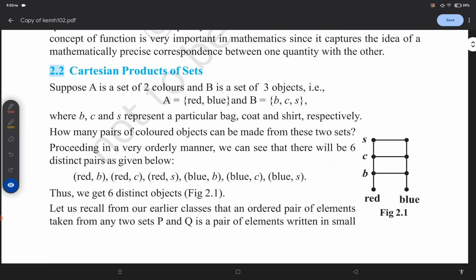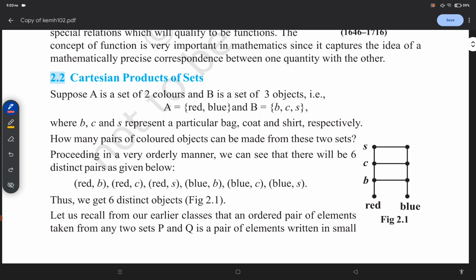A Cartesian product, two sets A and B. The Cartesian product (a, b), (a, c), (b, c)... This is called the set product A cross B.